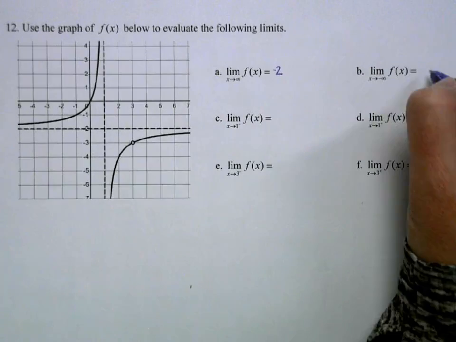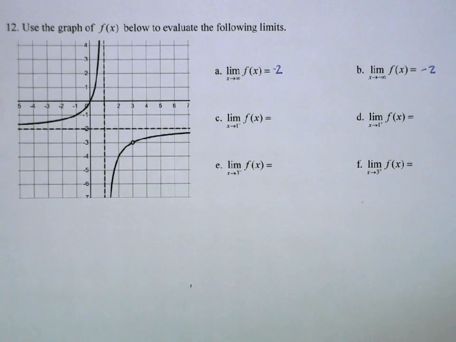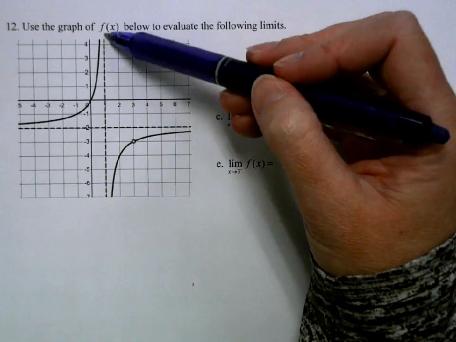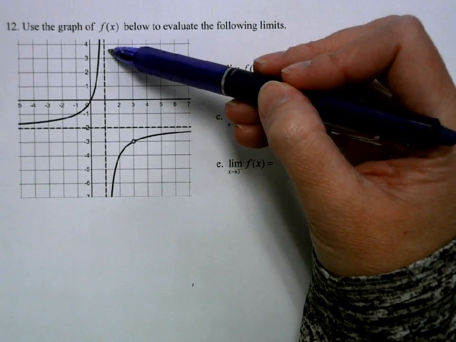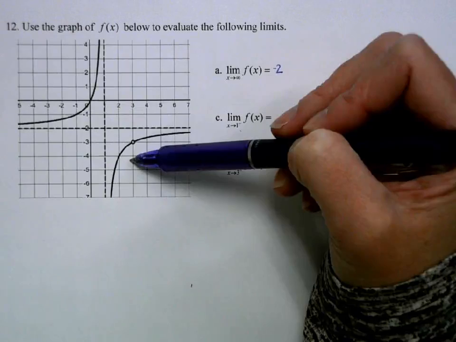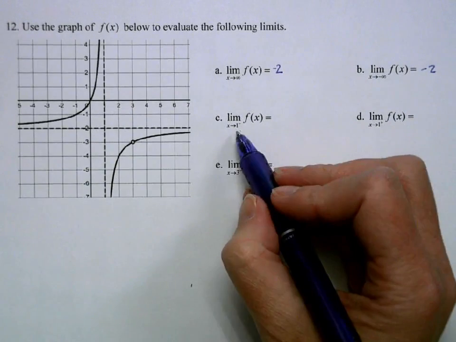Even though it doesn't actually reach there, the limit is just where it's approaching, not necessarily where it's at. Next, we're looking at negative or positive 1. Okay, 1 is the location of a vertical asymptote, and different things are happening on the different sides of the graph. So we have to pay attention to the little notation. Here, this is 1 from the negative side. This is 1 from the positive side.